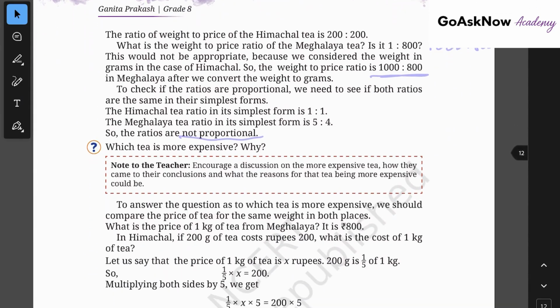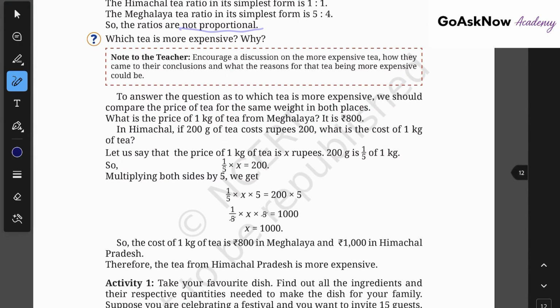Which tea is more expensive and why? To answer the question as to which tea is more expensive, we should keep the same weight in both places. What is the price of 1 kilogram of tea from Meghalaya? It is 800 rupees. Let's say the price of 1 kilogram of tea in Himachal is x rupees.